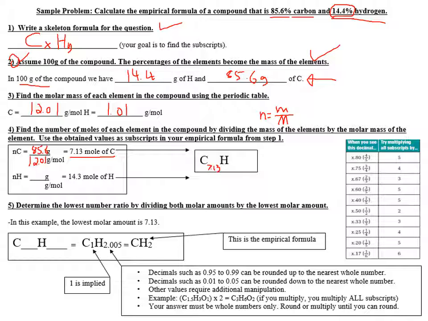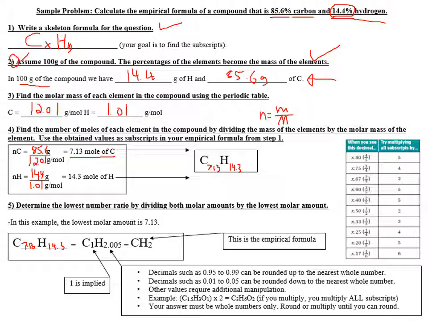Our next step is to do the same thing for hydrogen. So we had 14.4 grams of hydrogen divided by its molar mass, 1.01. So let's do 14.4 divided by 1.01, and we get 14.3 moles. So let's put in 14.3 here. Now, our next step is going to be to divide the numbers that we found. So we had 7.13 for carbon and 14.3 for hydrogen.